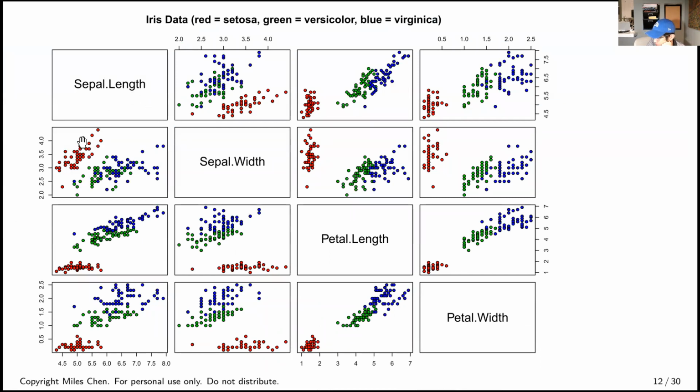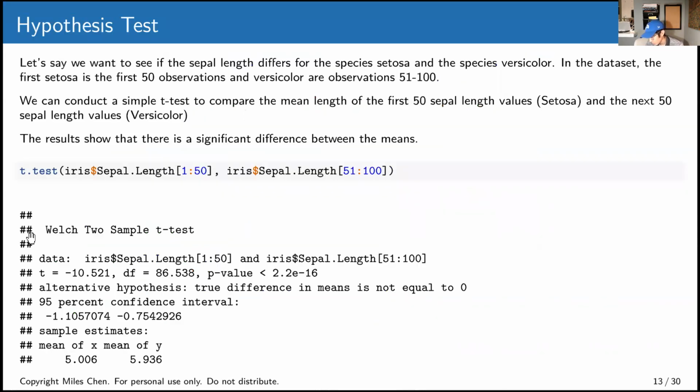So if we look at sepal length, which appears like this, we see the mean sepal length of setosa in red is right around 5. And then if we look at the green group, the mean sepal length for the green dots is right around 6. There's some overlap, but could the means be the same? Well, according to this t-test, the answer is no. We've got strong evidence that they are not coming from the same population.